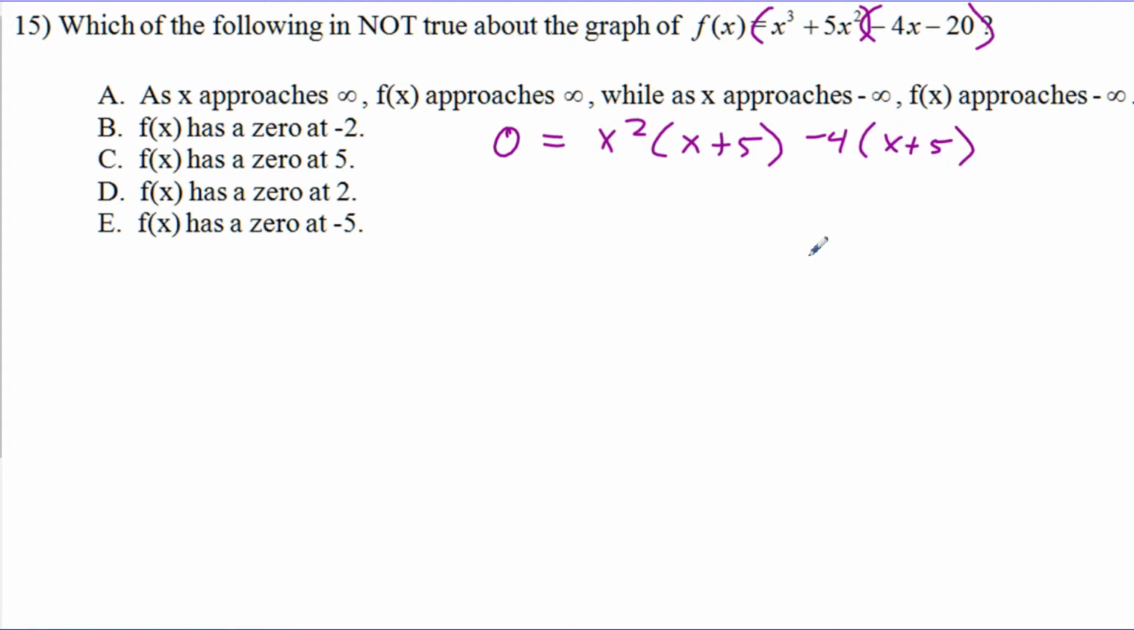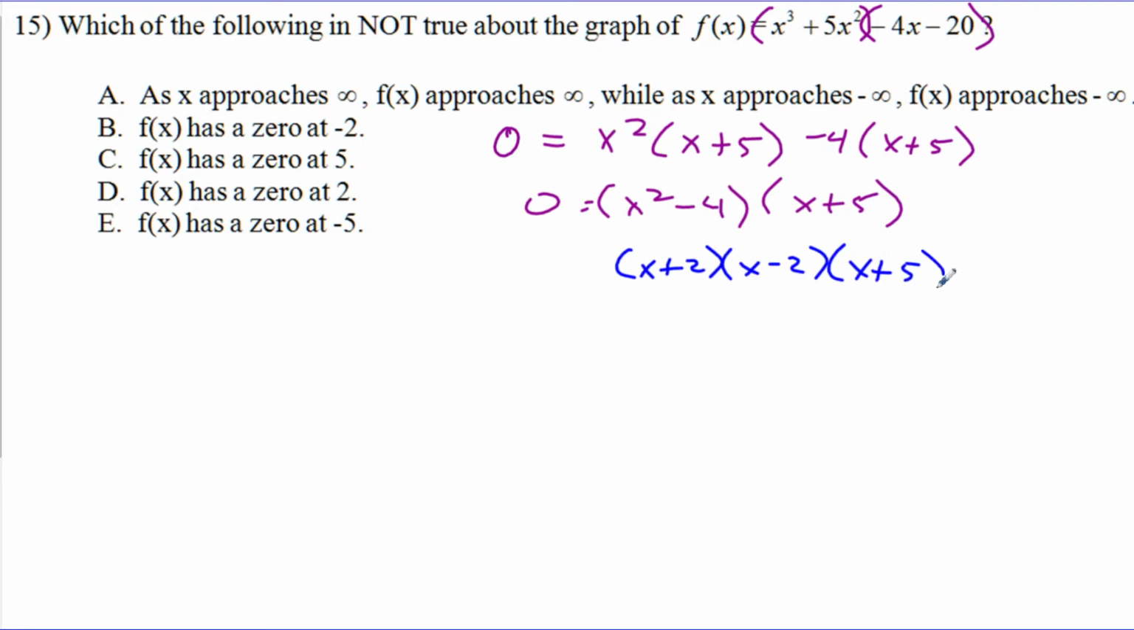Okay, and so let me regroup this. Remember, my outside terms become one group. That's x squared minus 4. And then I have the x plus 5, which was repeating. Okay? And this factors again because x squared minus 4 is a difference of squares. So this is going to be x plus 2, x minus 2, and x plus 5. Equals 0. So I'm going to say, here are my 3 zeros: negative 2, positive 2, and negative 5.